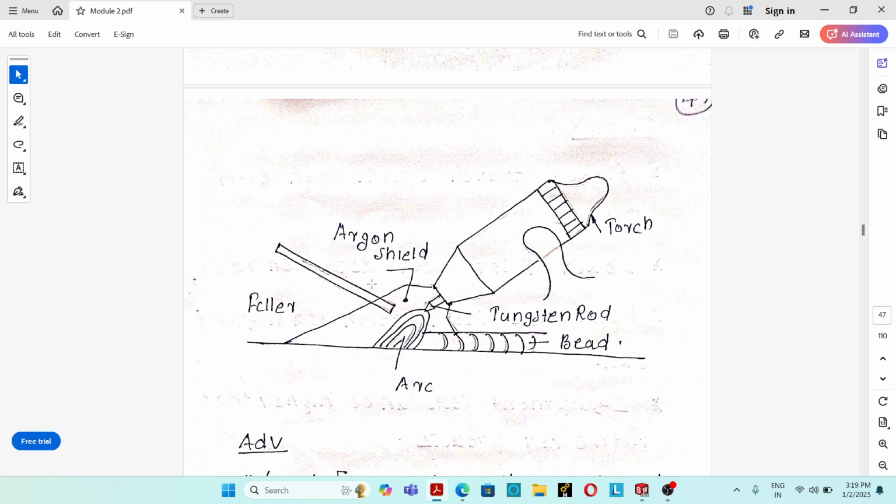The types of welding current used for the TIG welding or GTAW process are direct current straight polarity, direct current reverse polarity, and alternating current high frequency stabilization. These are the three types of welding current used in the TIG welding or GTAW process.